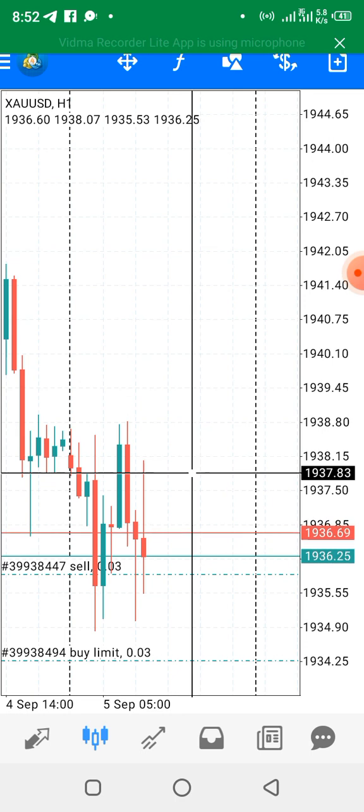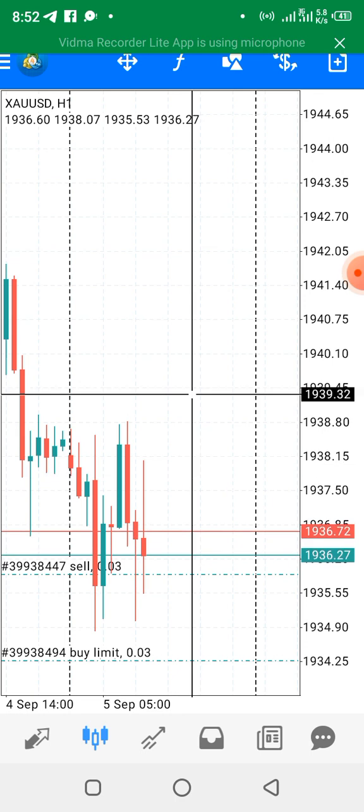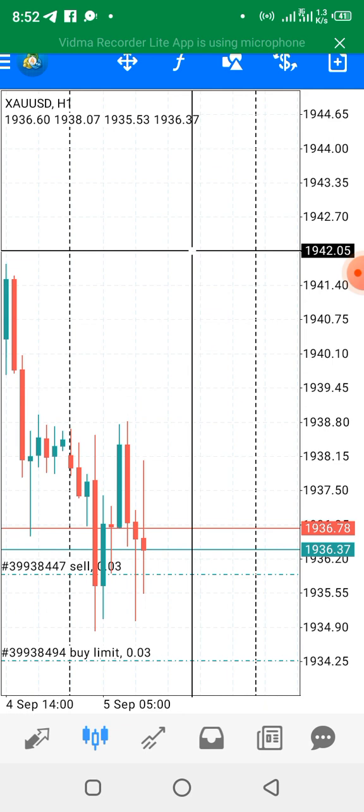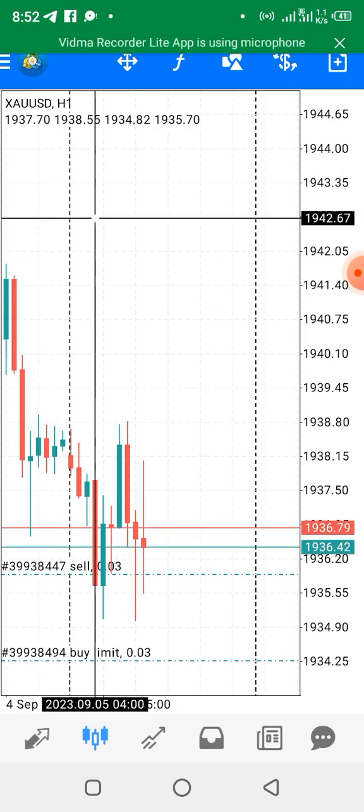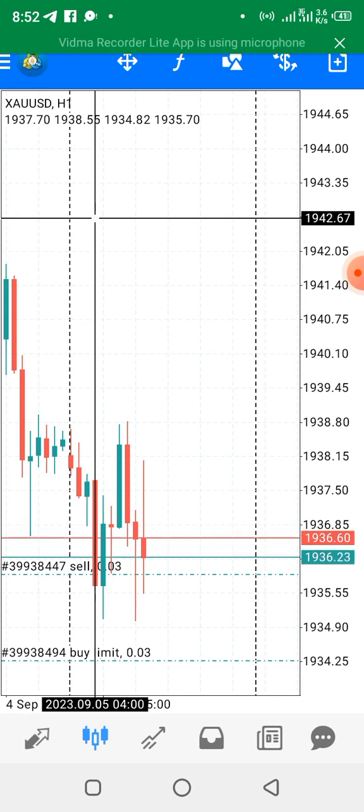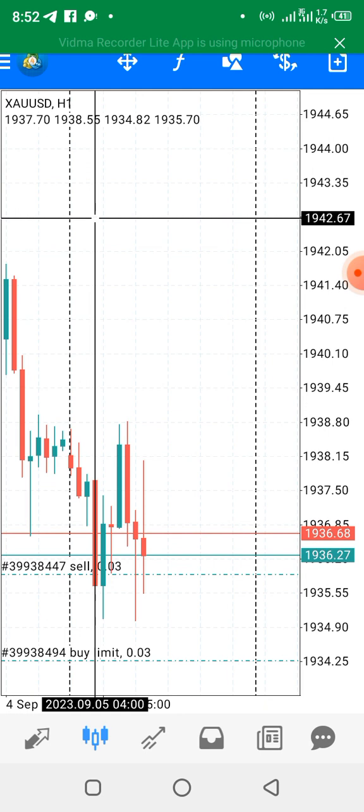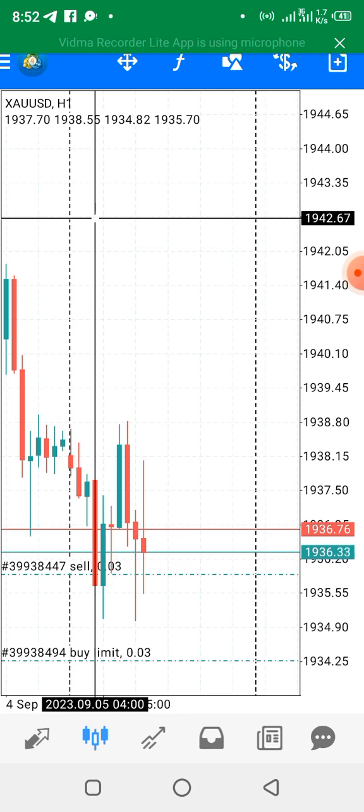Sell limit is that you're expecting that if the market goes up to a certain level, it will begin to fall, right? You can say, if the market reaches 1942.67, it will start falling. So you take your sell limit order, place it there and allow it. Once price gets there, it will be triggered.